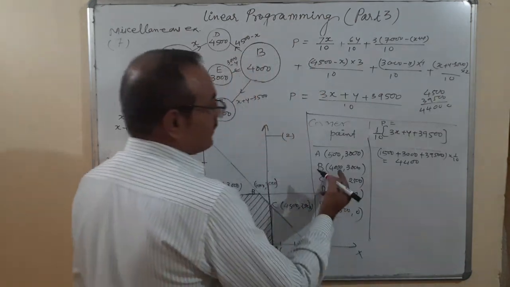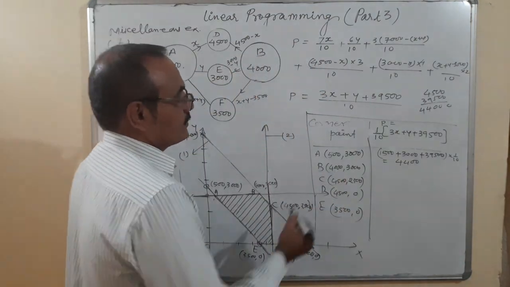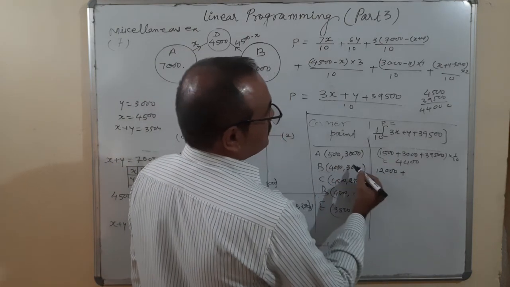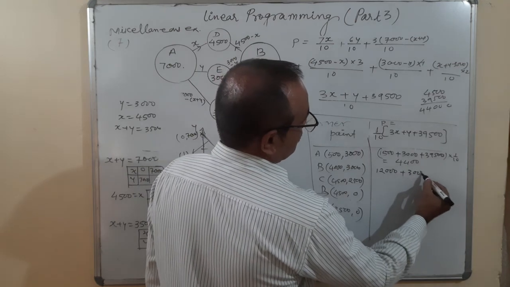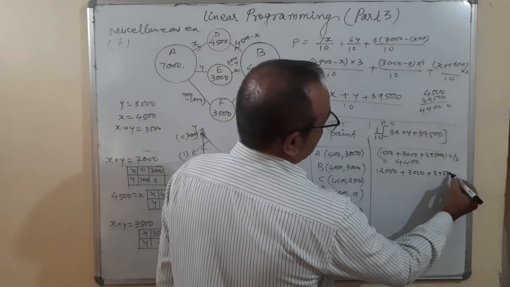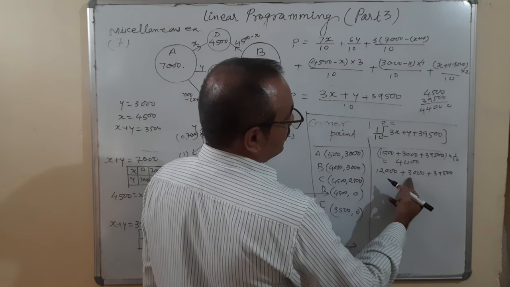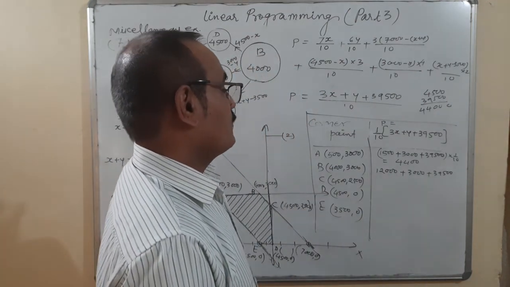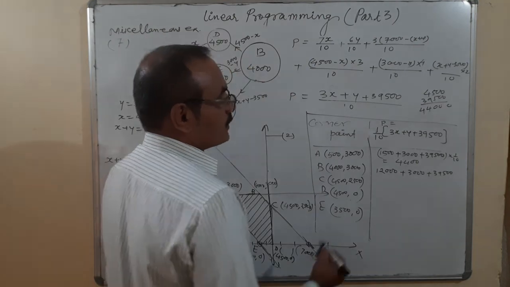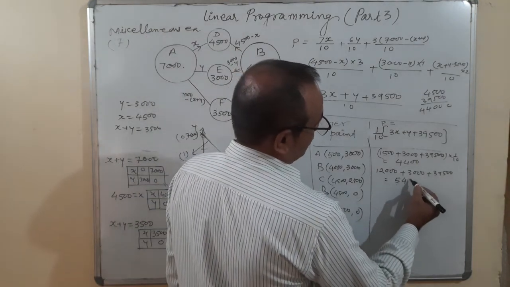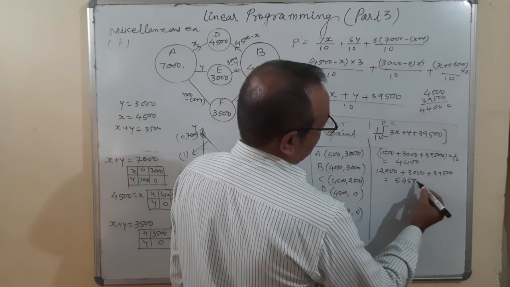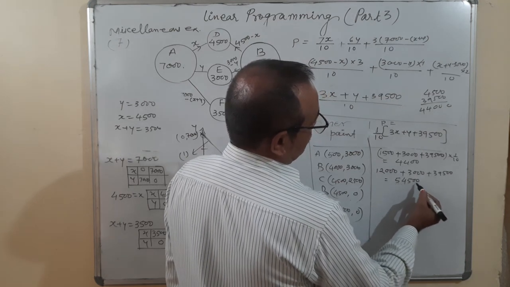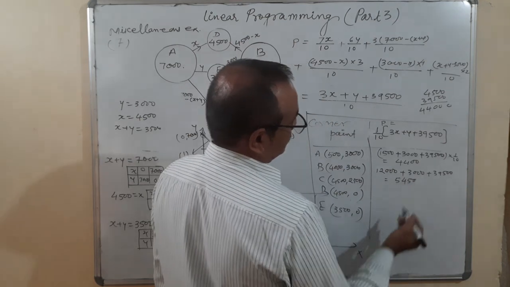That is one. Second, 4000. So 4000 times 3 is 12,000 plus 3000 plus 39,500. 12 and 3 is 15. 39,000 plus 15,000, 54,500. So 54,500 divided by 10 is the profit.